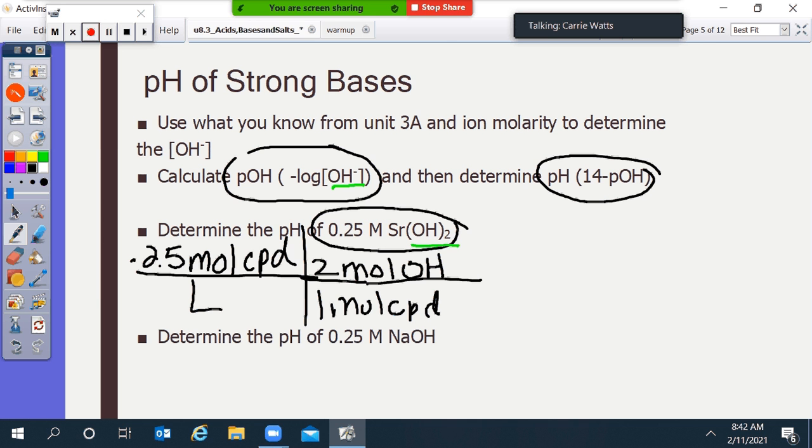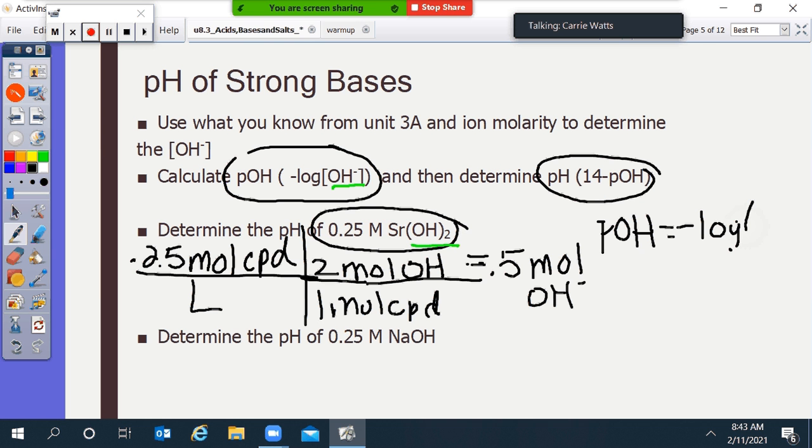Okay, which makes 0.5 moles of hydroxide. Now you don't have to show this factor label every time. You could just multiply by 2. But now when we get the pOH, we have the hydroxide concentration. So you could put negative log of 0.5, and that equals 0.3.